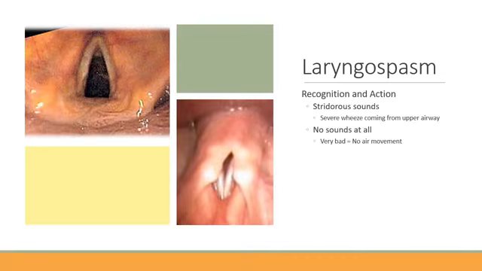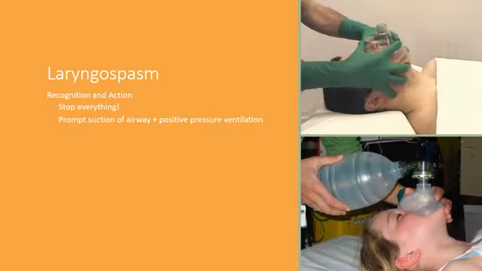In terms of recognizing and then taking appropriate action with a laryngospasm, if we hear stridorous sounds, that's wheezing coming from the upper airway, that can be indicative of a laryngospasm, like a partial laryngospasm, where we still have a little bit of air moving. And in fact, if we hear no sounds at all, that's actually much worse because the vocal cords at that time are completely shut. We're getting no air movement. So that's especially bad.